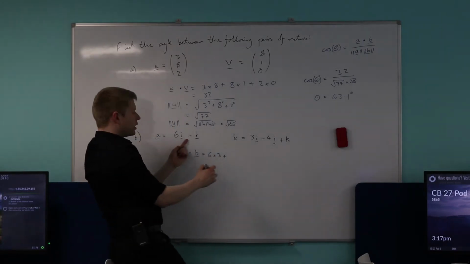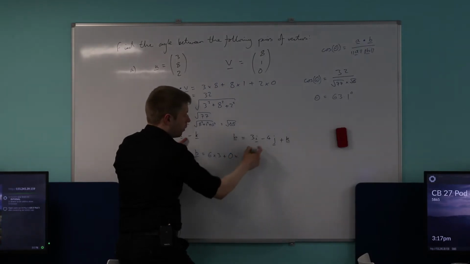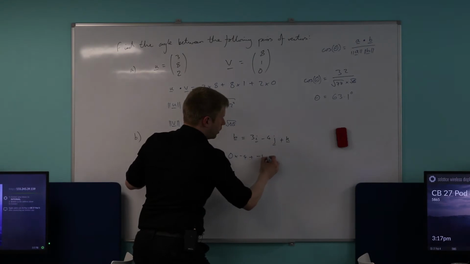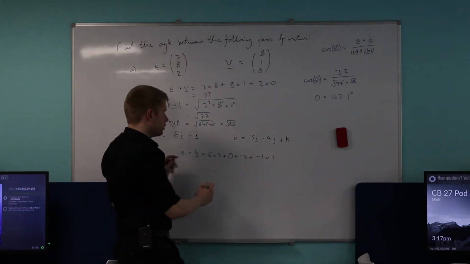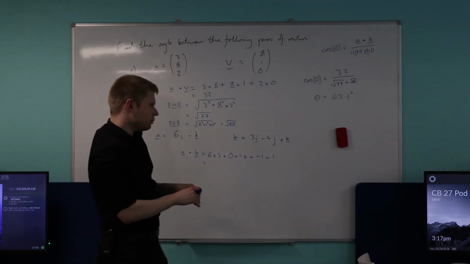And then the j's. Well, there's no j over here, but we still need to include it. It's just 0. So 0 multiplied by negative 4. Added to the k's, which is negative 1 multiplied by 1. Okay, so just the components multiplied together and then added. Okay, so we get here 17? Yep.